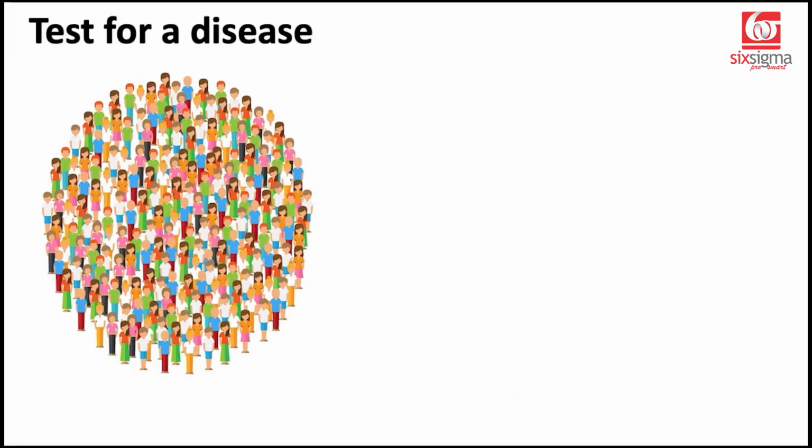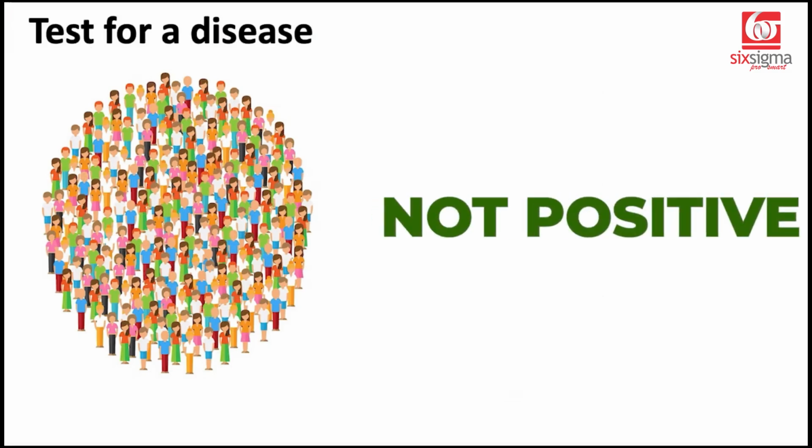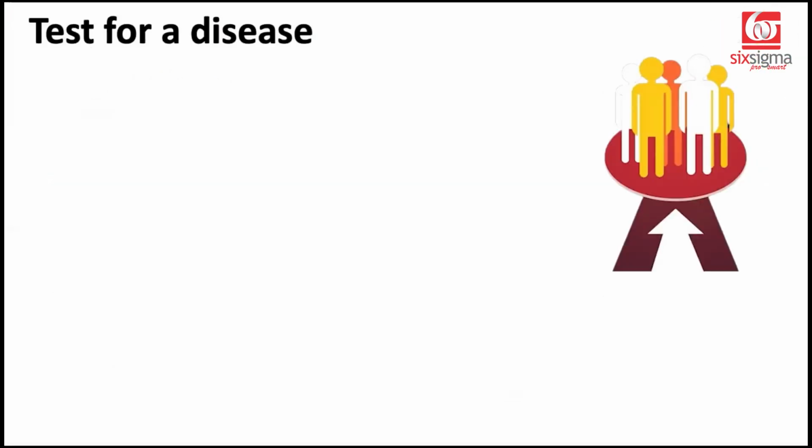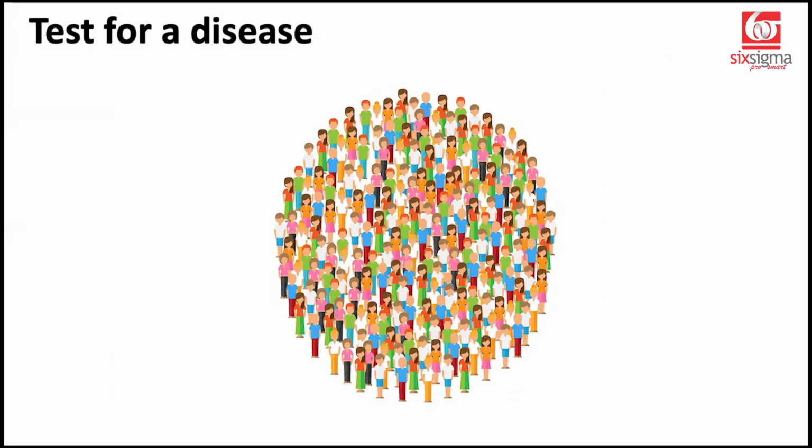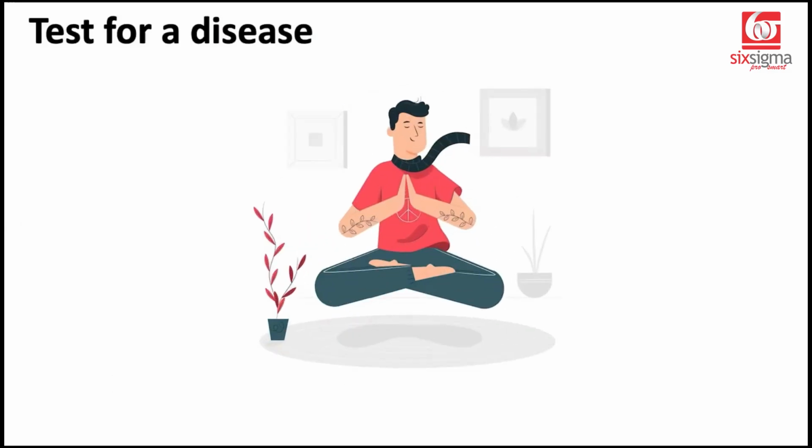Let's take another example. Let's say we are testing a person for a disease, let's say for cancer. Now, the majority of the people in a country would not be positive for a disease. There would be a small proportion of the population that will be suffering from a disease. So what is the majority scenario, or the null hypothesis, or the prevalent belief? The prevalent belief would be that the person is healthy.